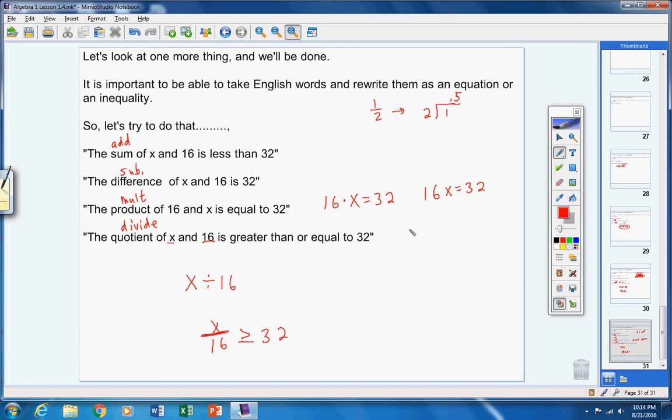Okay? So make sure you understand those, okay? Be able to take English words and rewrite them as an equation or inequality.